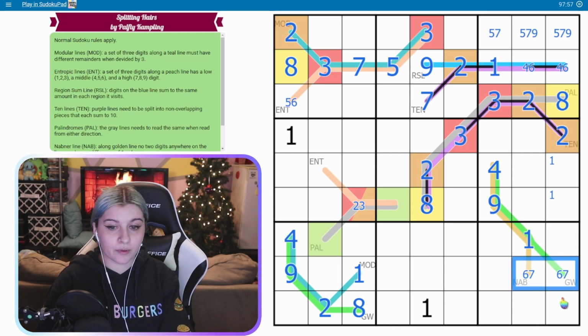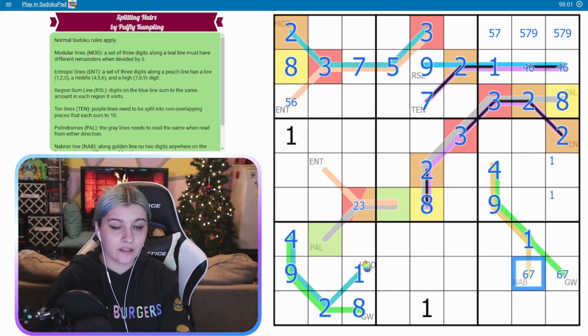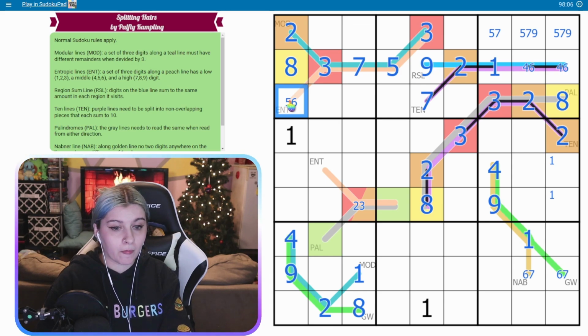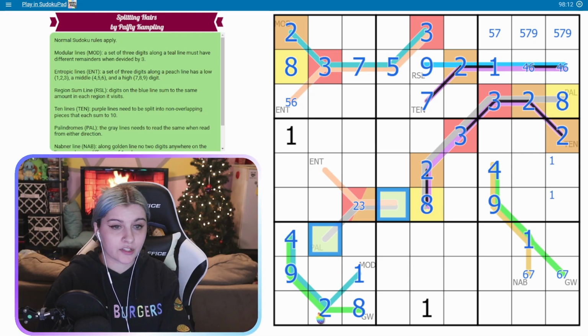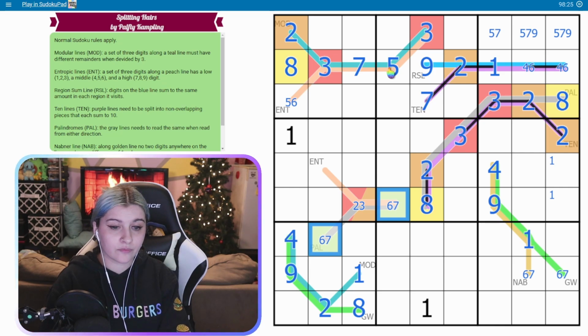6 and 7 both work for German whisper and Nabner. That's fine. If this is a 4, then this is a 5, 6. That's fine. Don't know anything about this now. These are the same number. They see a 1, a 2, a 3, a 4, a 5. They could be a 6 or a 7.